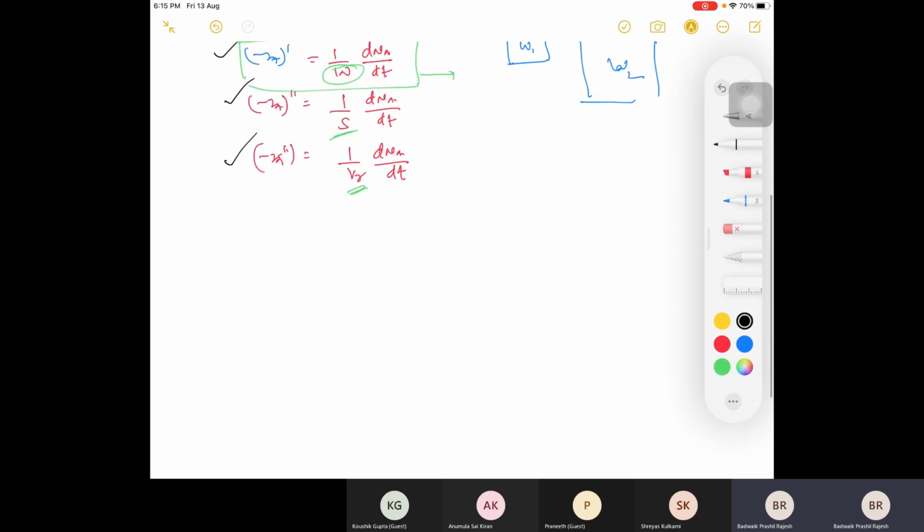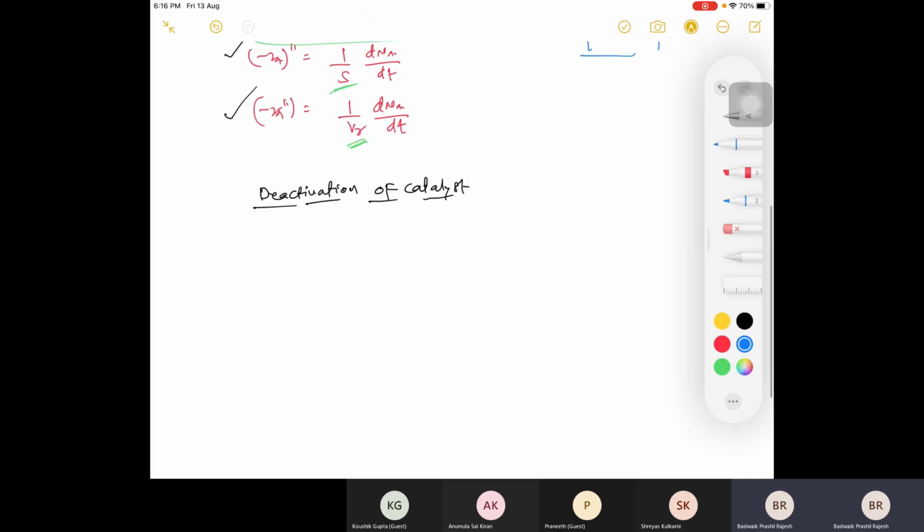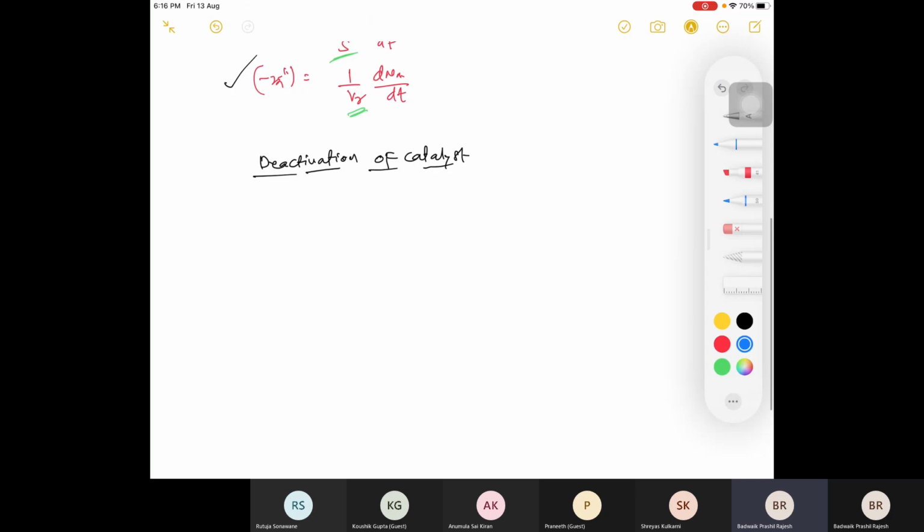Now I am going towards deactivation, most importantly deactivation of catalyst. Okay, so first I'll ask you guys, is there any way by which you can define deactivation, or have you studied something about deactivation? Any definition or something of that kind? Any idea about deactivation?